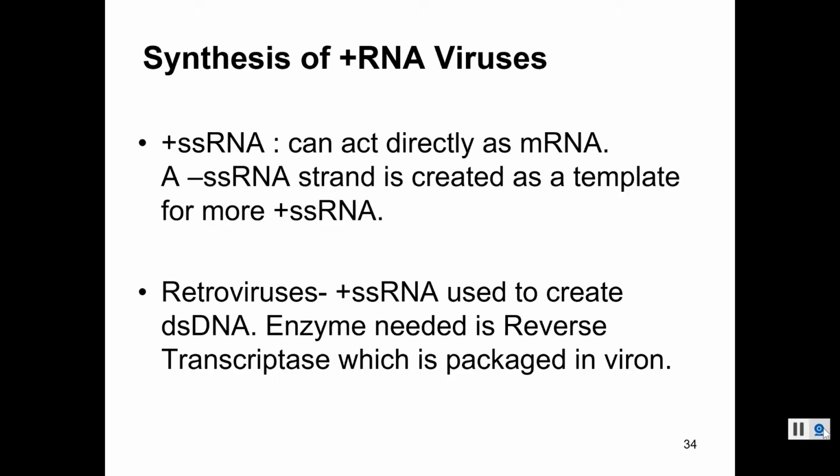All right, so going back to my PowerPoints and summary PowerPoints, synthesis of positive RNA. Positive RNA can go directly to a ribosome and get translated into a protein, but we still need to create a negative single strand so we can make a whole bunch of positive single strands. We're going to come back to retroviruses in a minute.